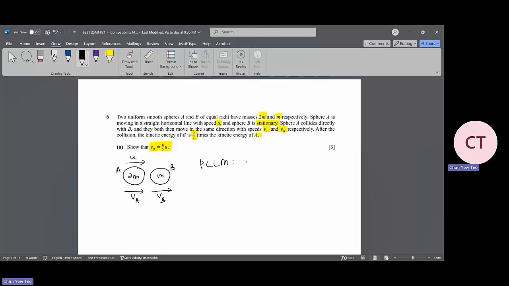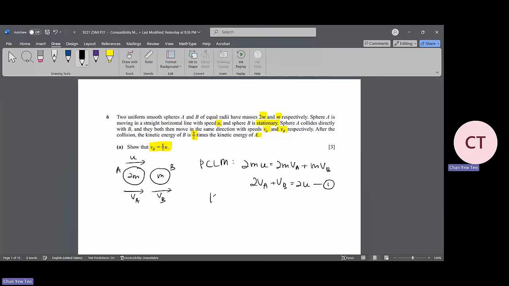So we have 2mu is equal to 2mVA plus mVB. Cancel all the m, you get 2VA plus VB is equal to 2u. That will be your first equation.